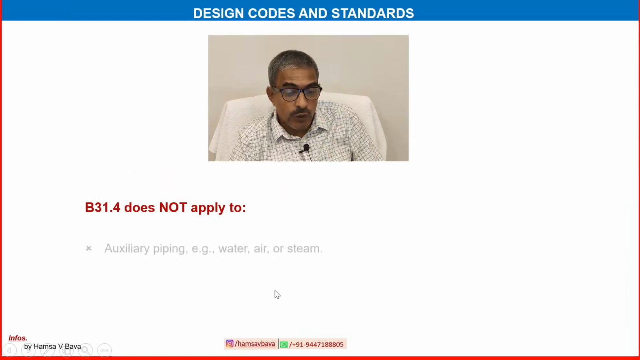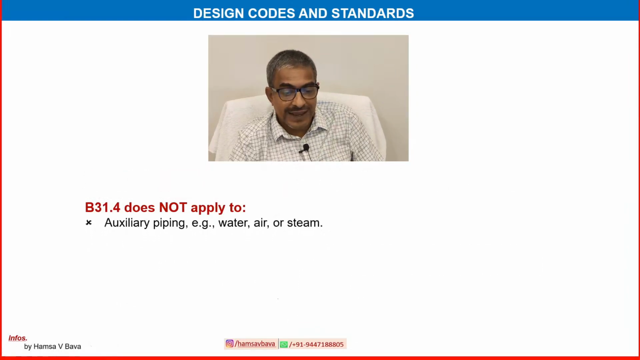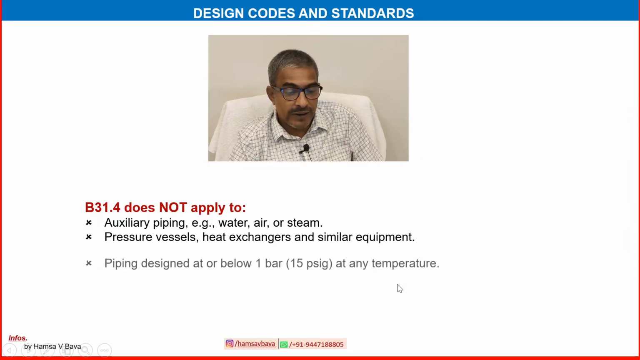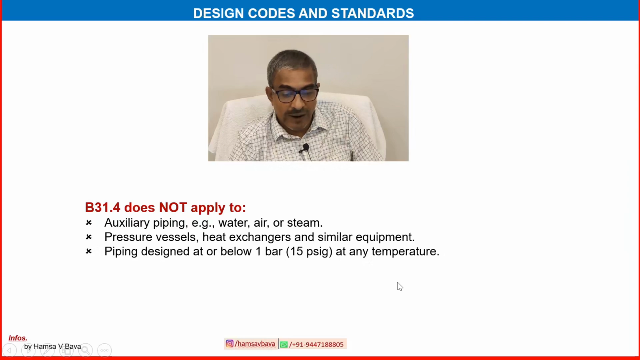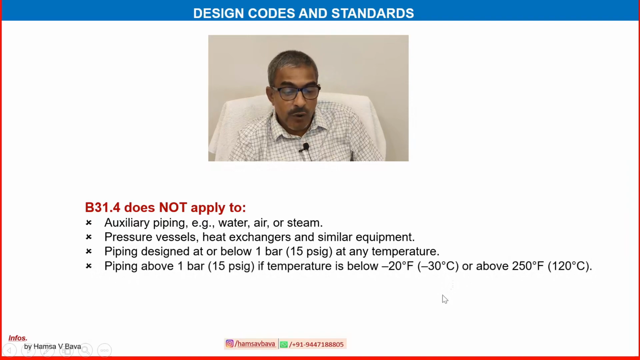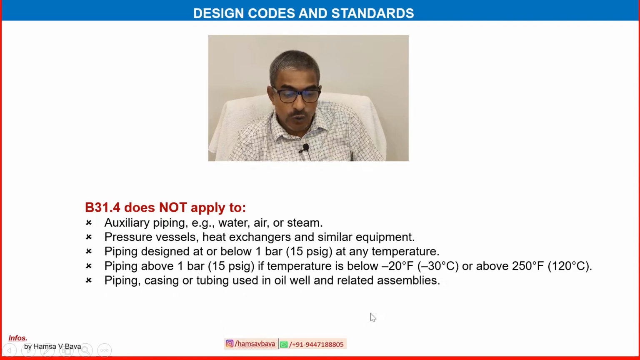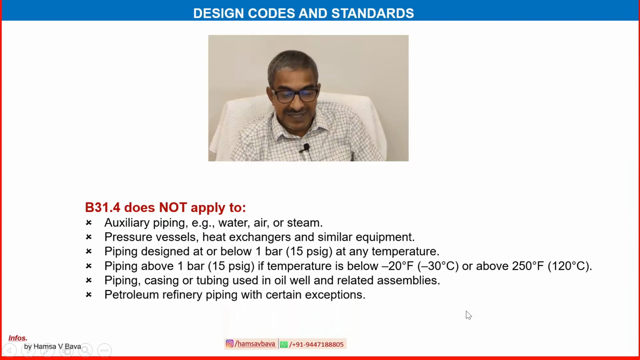B31.4 does not apply to auxiliary piping, for example water, air or steam, pressure vessels, heat exchangers and similar equipment, piping designed at or below 1 bar or 15 psig at any temperature, and piping above 1 bar if temperature is below -20 degrees Fahrenheit or above 250 degrees Fahrenheit. It also excludes piping, casing or tubing used in oil wells and related assemblies, petroleum refinery piping with certain exceptions, and gas transmission and distribution lines.